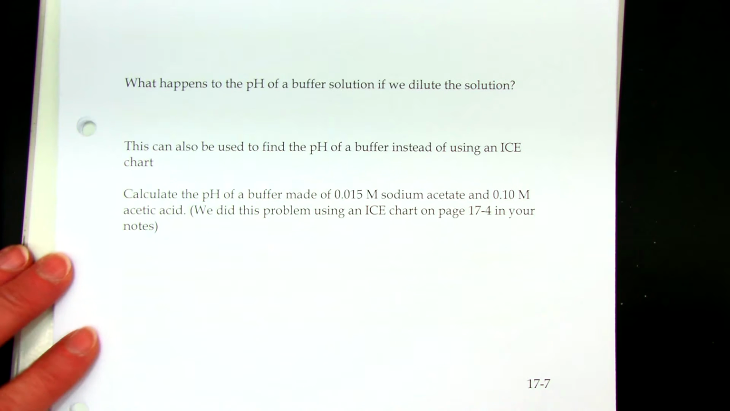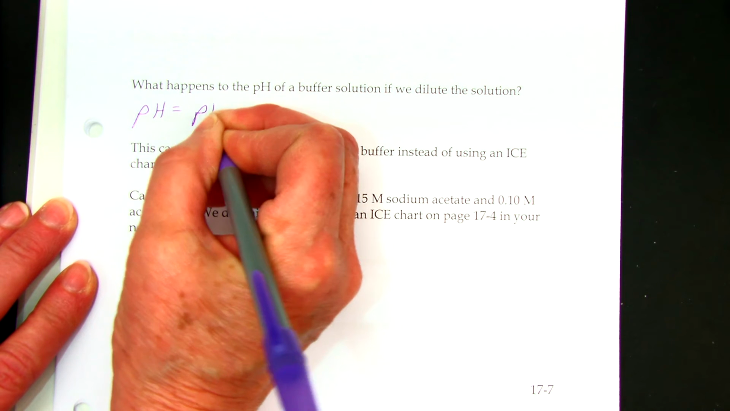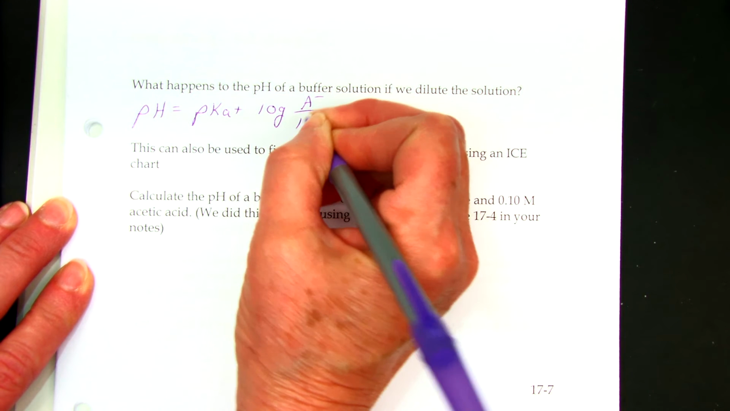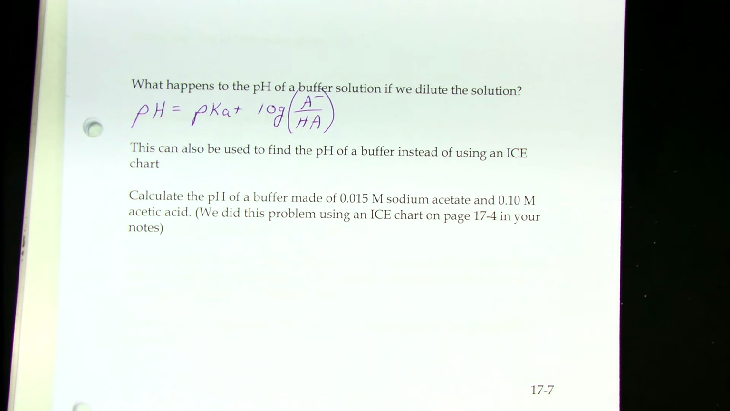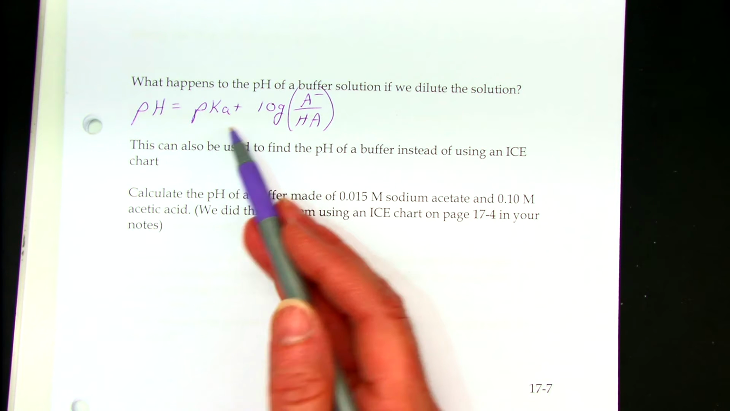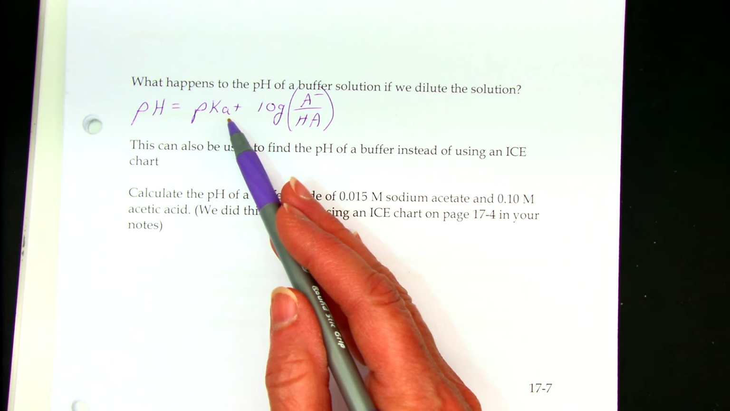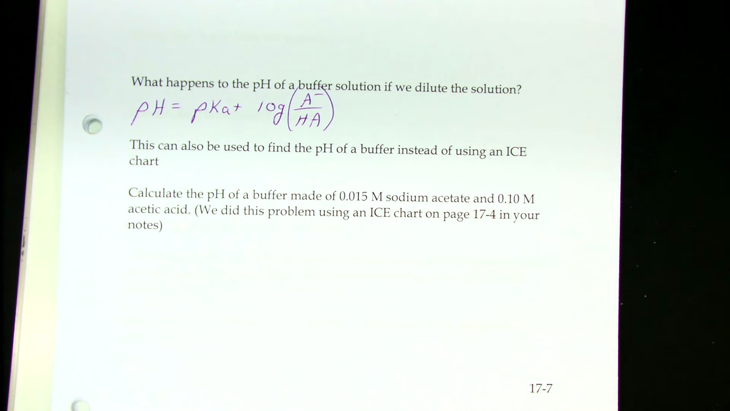We know from the Henderson-Hasselbalch equation that pH is equal to pKa plus the log of the concentration of A minus over the concentration of HA. And the pKa for a particular material does not change. So this ratio is added on to the pKa value, so that's really what controls the pH of the buffer. So what happens if I dilute a solution? What happens to the pH?